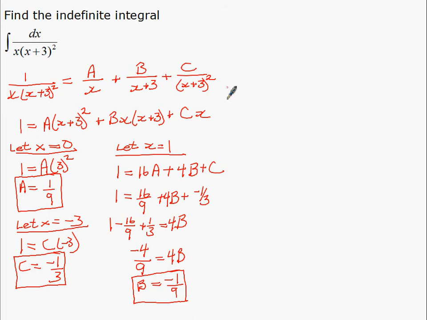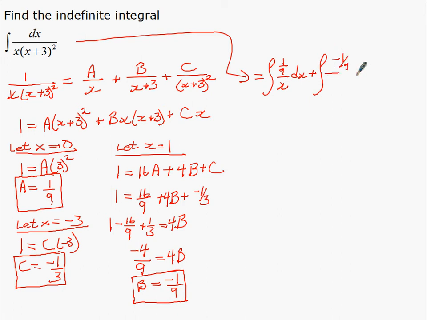Now we get to integrate each of these parts. So we're going to take our integral now, and that's going to equal the integral of the first, which is going to be 1 over 9 over x dx, plus the integral of the second, so B is negative 1 over 9 over x plus 3 dx, plus the integral of the last, which is negative 1 over 3 over (x plus 3) all squared dx.